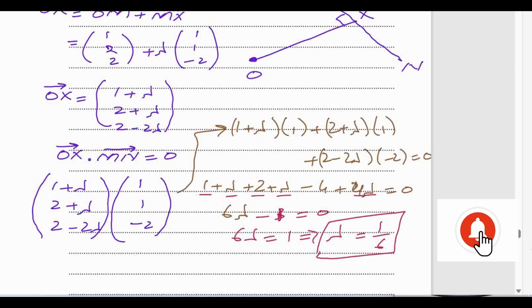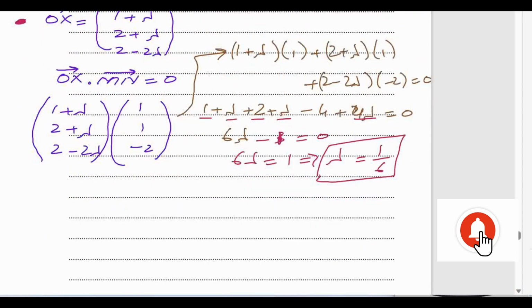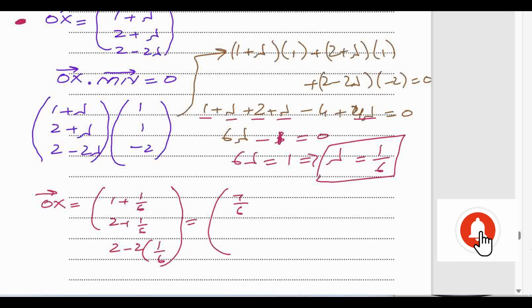Now we have to find the distance OX. So this is the equation of OX, so just put the value of lambda over here. So OX will be equal to 1 plus lambda, meaning 1 plus 1 by 6, then 2 plus 1 by 6, then 2 minus 2 into 1 by 6. So this will be equal to 7 by 6, then 13 by 6, and here this will be 5 by 3.